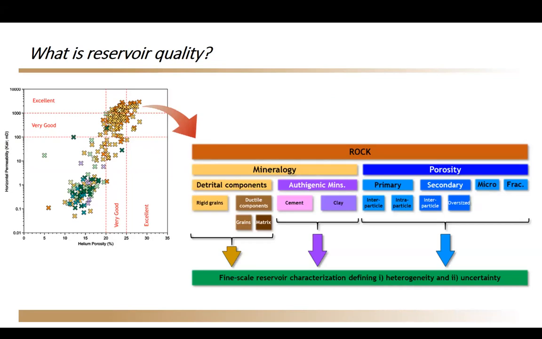These attributes are the depositional and the diagenetic factors. So we know that reservoir quality is the study of the porosity, the storage capacity, and the ability of my rock to conduct fluid. So what are the factors?